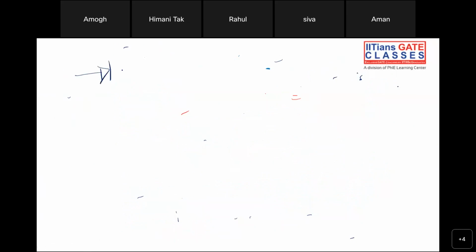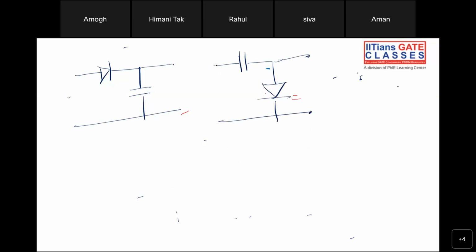Suppose this is a diode, and I have connected a capacitor here, and I have replaced the capacitor with the diode, and here you can see this is a circuit. Now, can you name this circuit? What is the name of this circuit? Anyone? What is the name of this circuit?